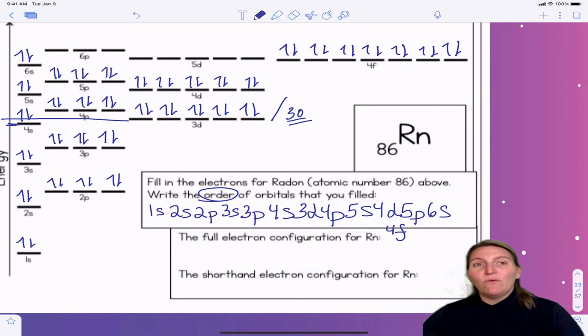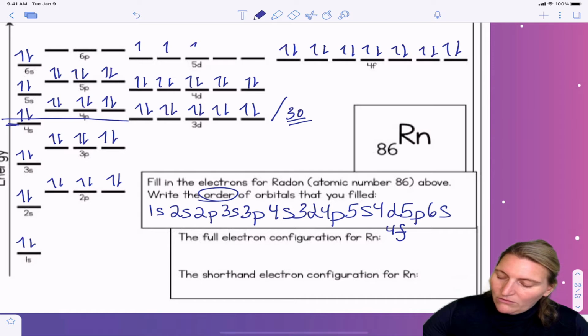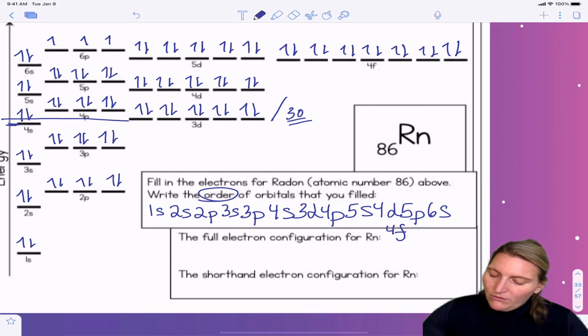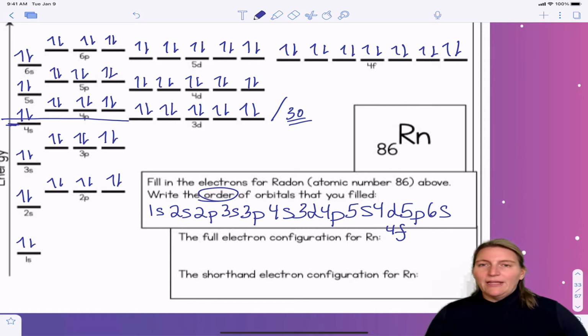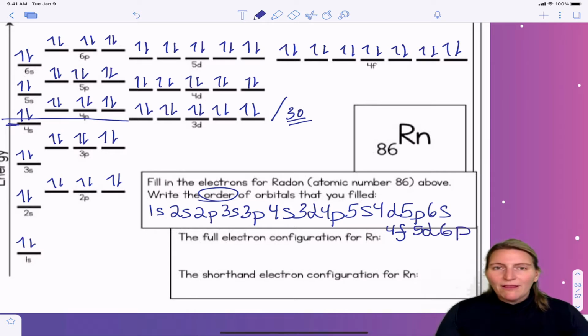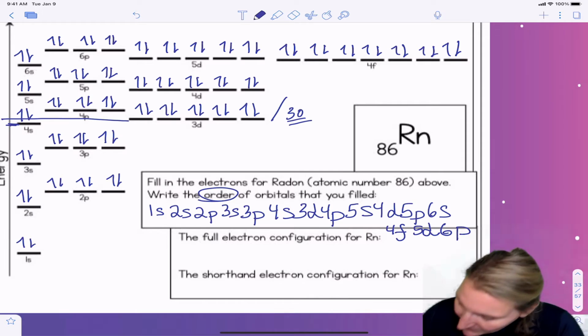F orbitals can hold 14 electrons because there are 7 f orbitals. Then 1, 2, 3, 4, 5, 6, 7, 8, 9, 10. And to get to 86, 1, 2, 3, 4, 5, 6. Ends in 6p6. So 6s, 4f, 5d, 6p. The full electron configuration is going to be kind of long. Write small.